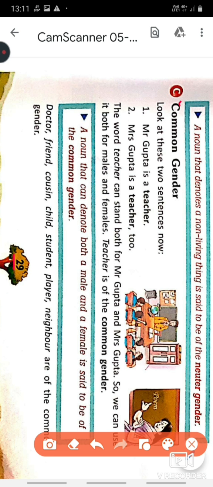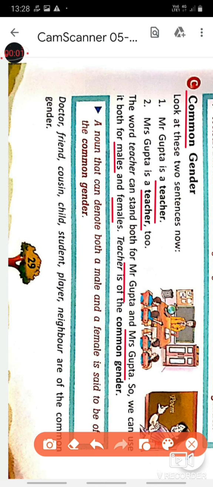Look at the example. Mr. Gupta is a teacher. And the next example reads, Mrs. Gupta is a teacher too. So here, Mr. Gupta is a male, Mrs. Gupta is a female, both are teachers. We do not change this word teacher based on the gender of the person. They remain the same. The word teacher remains the same both for a man and a woman. So such words are categorized as common gender. Look at the examples given below.